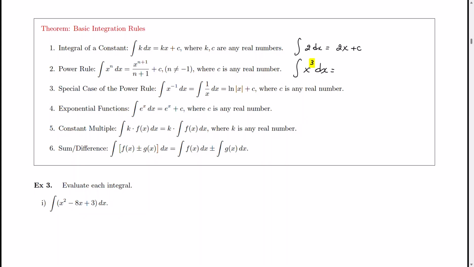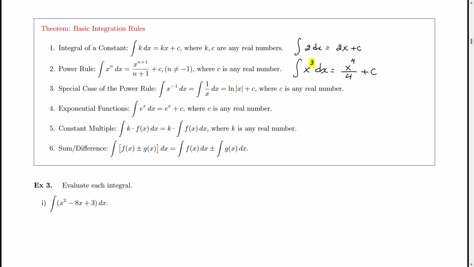But if the power is a random number other than -1, according to the rule, what you're supposed to do is just add 1 to that number. So in this case, I have 3. I add 1 to it, it becomes 4. And then I divide by the same quantity. That's what the rule is basically telling me. So add 1 to the exponent and divide by the same number that you get. So in this case, 3 plus 1 is 4, so I divide by 4. And then finally, just add the plus c, as usual, the constant of integration.